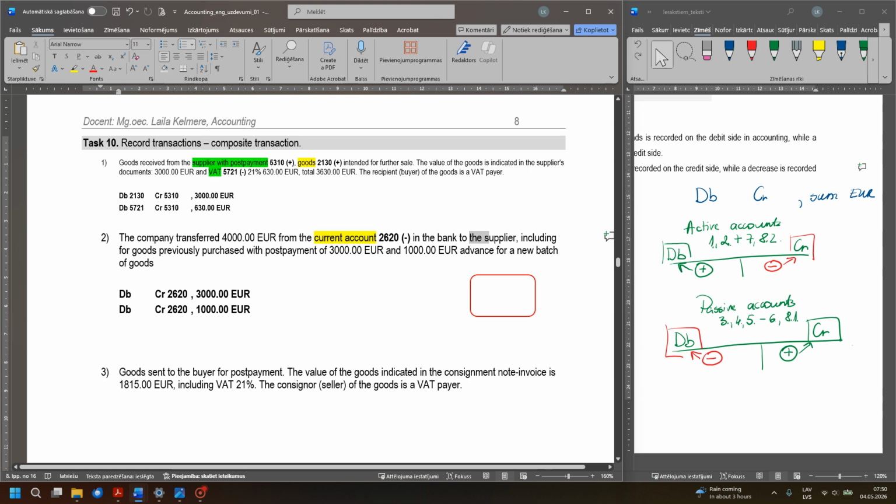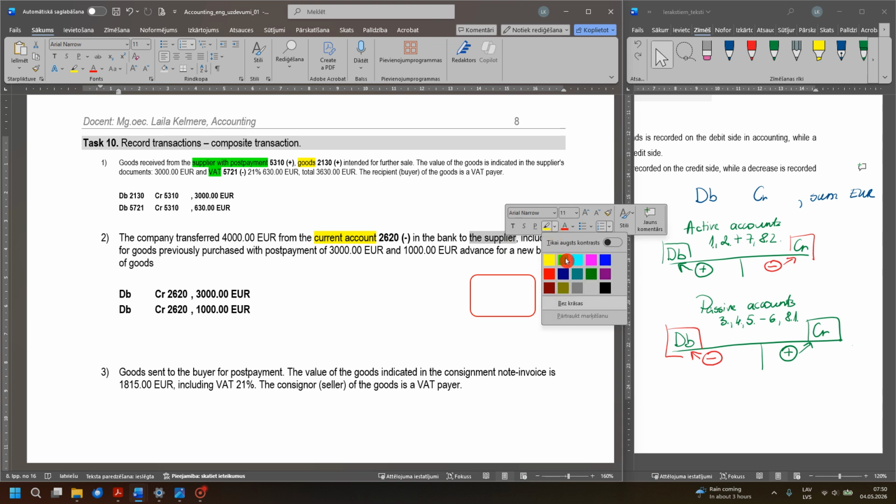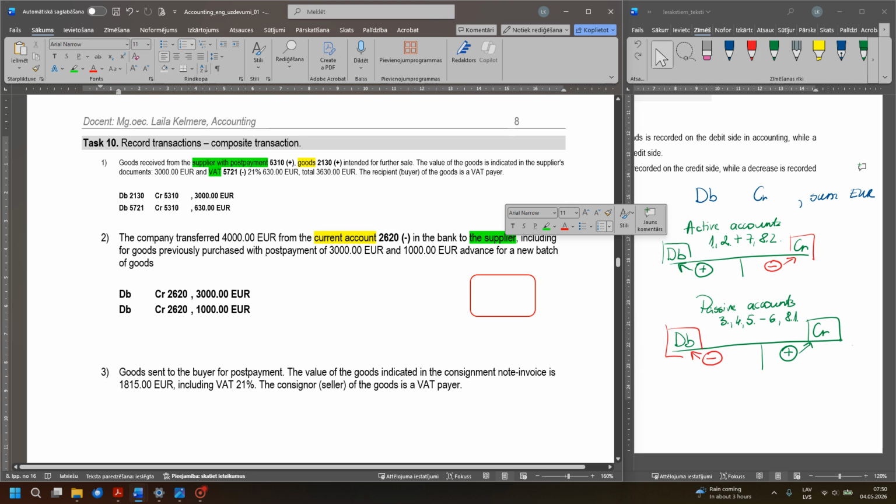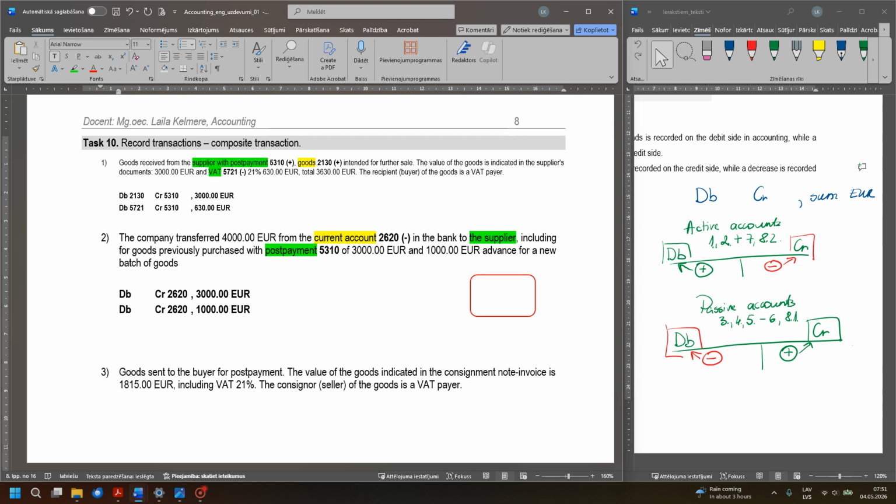Now we explain for what we pay 3,000 and for what we pay 1,000. 3,000 we pay to the supplier for the goods we already got, and we got them on post payment terms. This is account 5310. If we cover our liabilities, that means liabilities decrease. This is a passive account. If the value in a passive account decreases, in the entry we put it on the debit side. So we explained that 3,000 euros we paid for the goods we got previously.